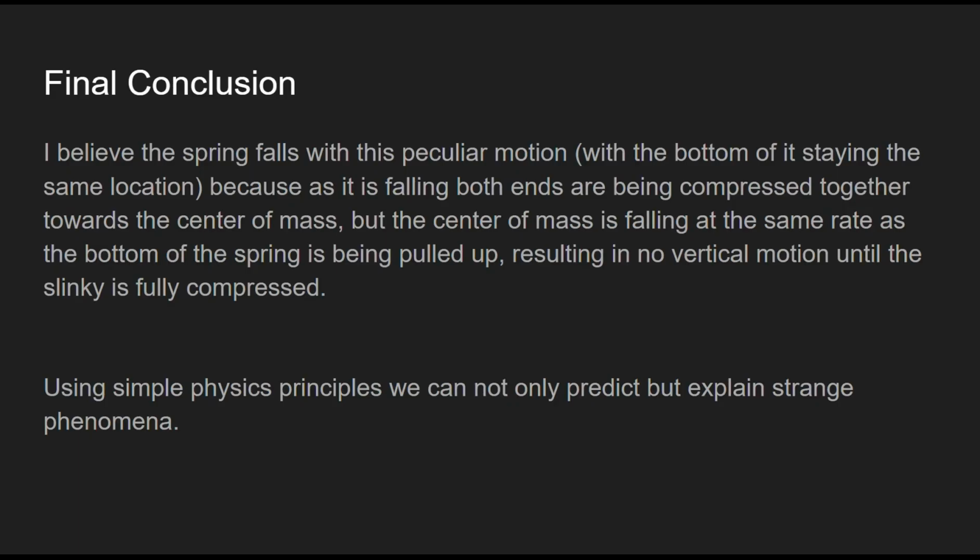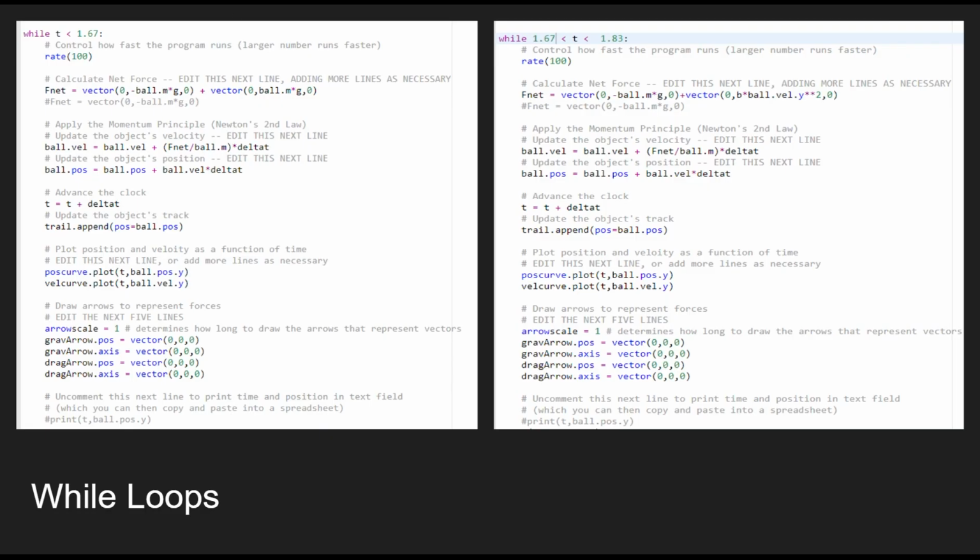In conclusion, the peculiar motion is that the bottom of the spring stays in the same location once it begins to fall. I believe it is because as it is falling, both ends are being compressed together towards the center of mass. An expanded spring wants to come back to equilibrium. But the center of mass is also falling, which is the middle point between the two ends. And it is falling at the same rate as the bottom of the spring is being pulled up. That can be explained here as the force of gravity is equal to the upwards force of the tension of the slinky.